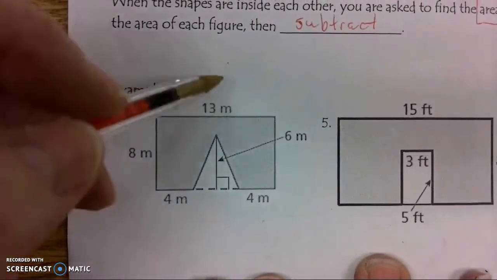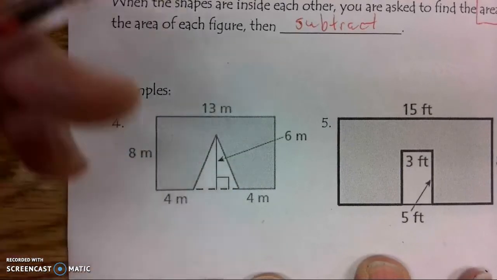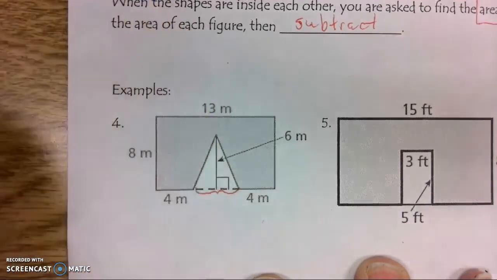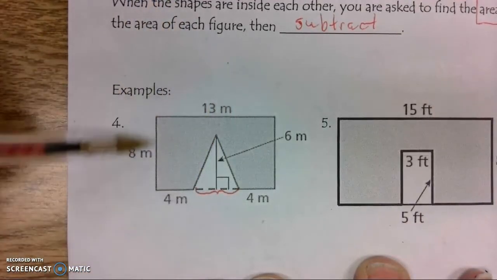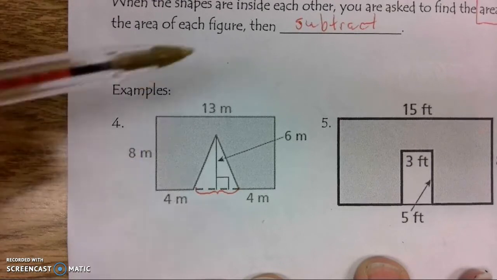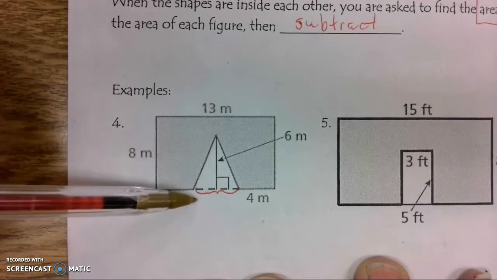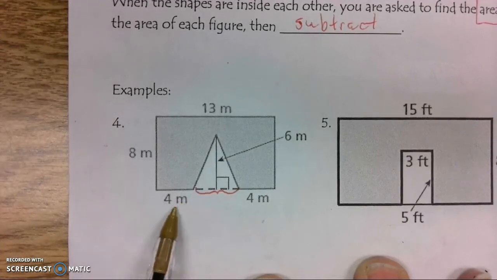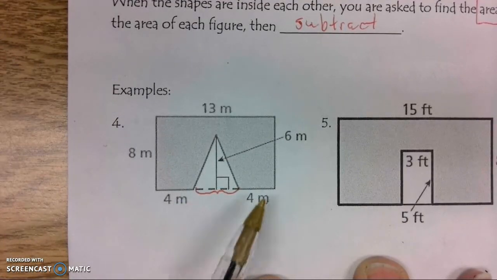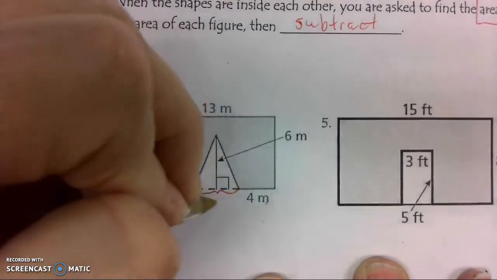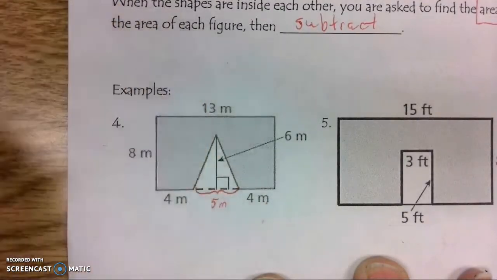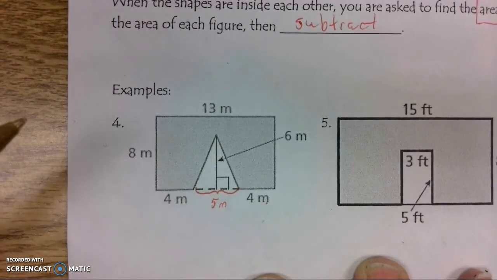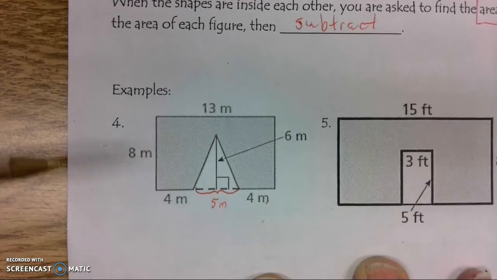Okay, I have a rectangle and I have a triangle. Now notice that the base of this triangle is missing, but I can figure it out because again this outer one is a rectangle, which means that these two sides have to equal. Well, that side is 13. I know that I have 4 on this side and 4 on that side, and that'll give me 8, which means that this base has to be 5 meters, because 4 plus 4 is 8 plus 5 is 13. I've got my height, and I know that that's 6.